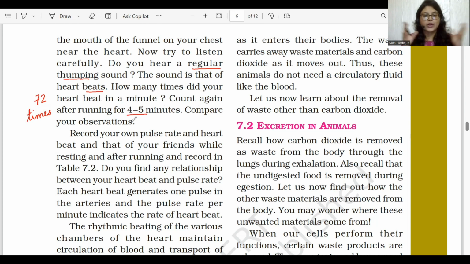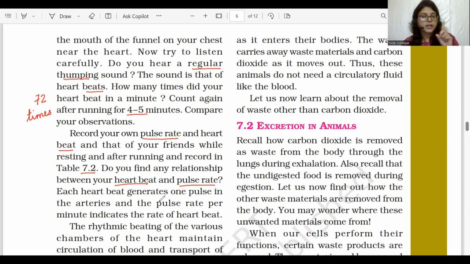So you have to compare your observations. So you can record your own pulse rate as well as heartbeat, as well as you can record the same thing for your friends. And you can list it down in the table 7.2. Now, do you find any relationship between the heartbeat and the pulse rate? So there is a relationship between a heartbeat and the pulse rate.